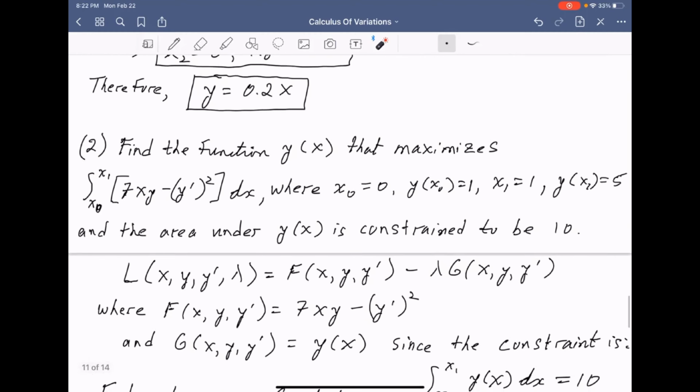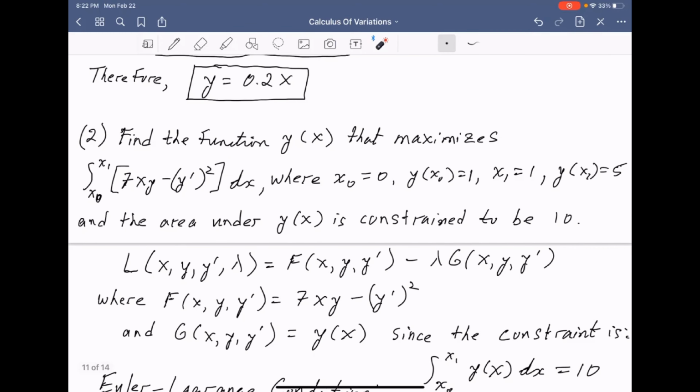Okay, second example is find the function y of x that maximizes this integral, 7xy minus the derivative of y with respect to x, squared, dx, where x0 is 0, y of x0 is 1, x1 is 1, and y of x1 is 5. And the area under y of x is constrained to be 10. So 10 square units if you like.